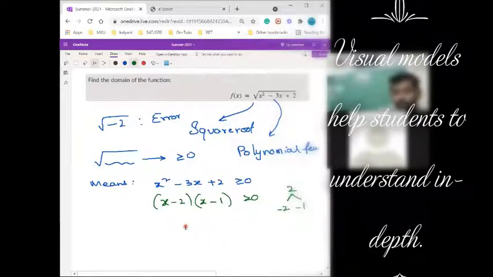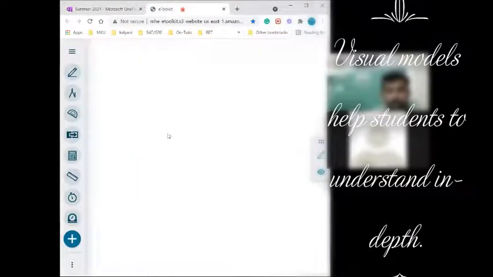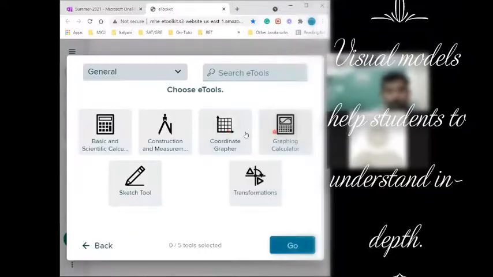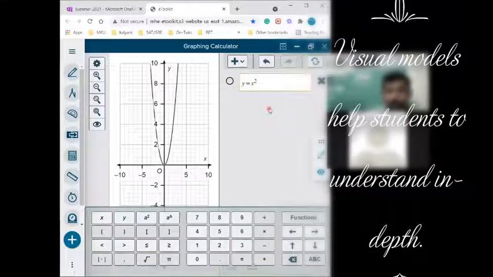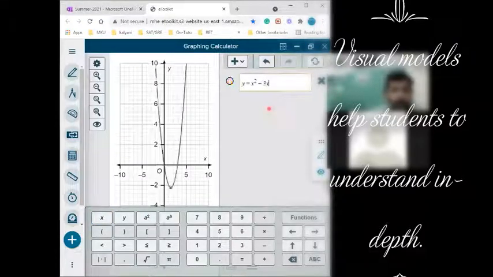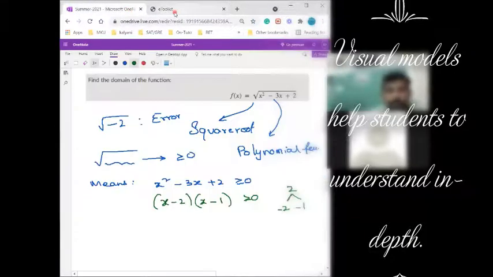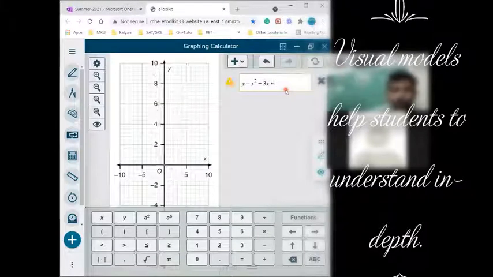Here, what numbers should I take? If you look at this polynomial function, where it is going to cross, I'm going to show you quickly. I'm going to take a graph quickly so you can see that. Go to the graphing calculator. So our function is y equals x squared minus 3x plus 2.